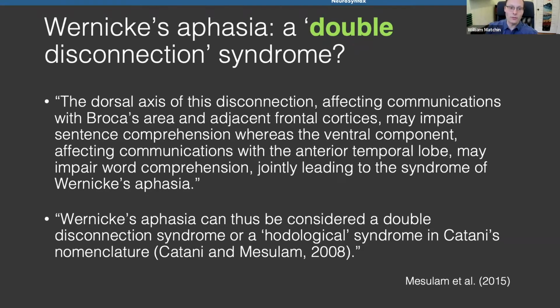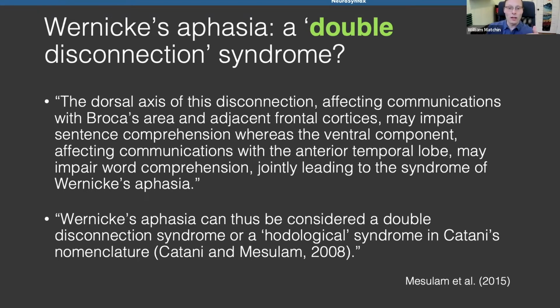So going back to Wernicke's aphasia and the idea that both word and sentence level or syntactic comprehension deficits are characteristic of Wernicke's aphasia, what Mesulam et al. suggest here is that the dorsal axis of the disconnection caused by damage to Wernicke's area disconnects Broca's area and frontal cortex from other parts of the brain. And the idea is that, well, Broca's area is important for syntax. If you damage the white matter pathways that disconnect Broca's area from other areas, that makes a patient seem like they have a syntactic problem, even though the syntactic processing resources might be intact in Broca's area, which is where they suggest that this processing happens, right?